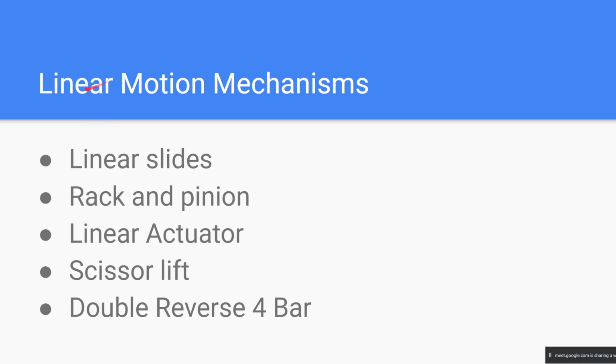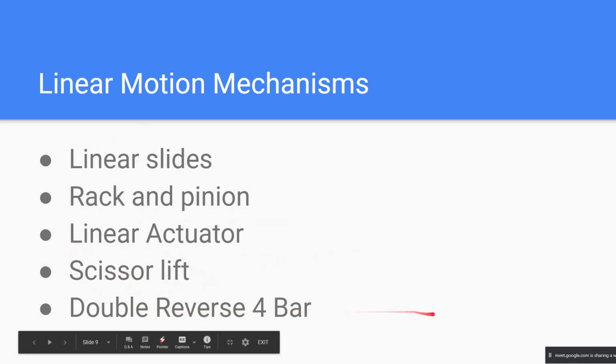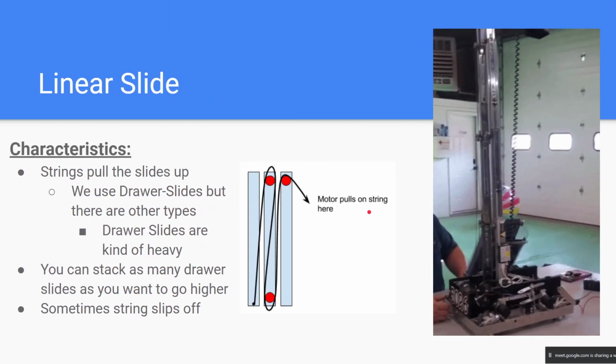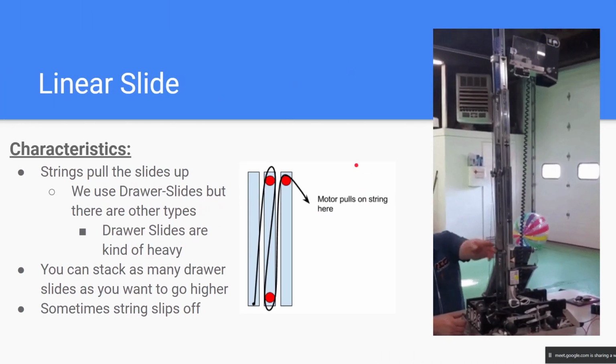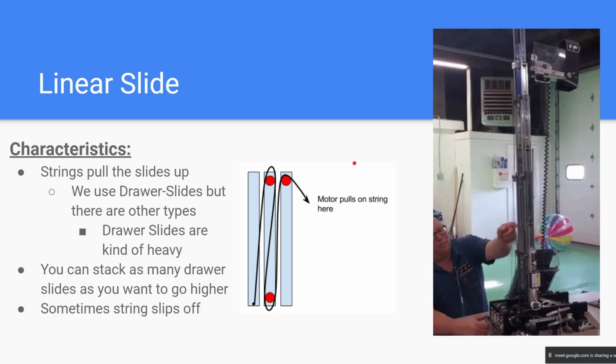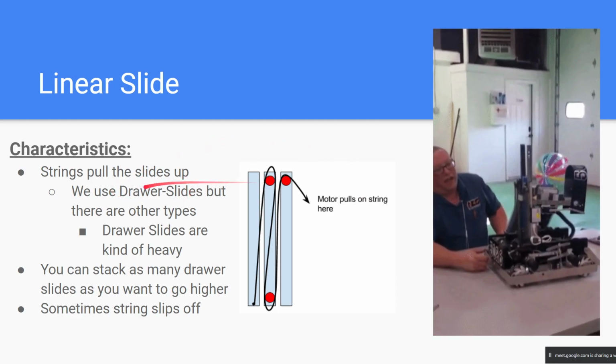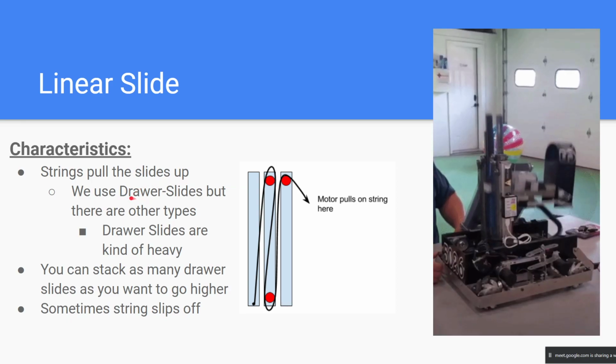So there are different ways to do this. There are linear slides, rack and pinion, linear actuators, scissor lifts, and the double reverse 4-bar. I'm going to go into linear slides first. This is what we usually use every year. We have a ton of drawer slides. There are different types as well, but this is just what we have as a club.